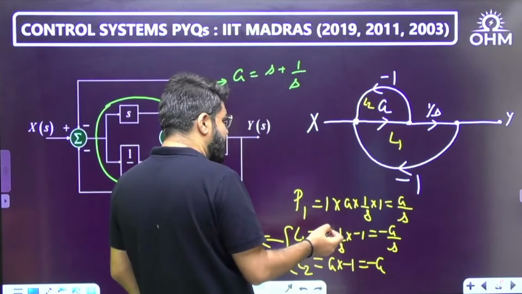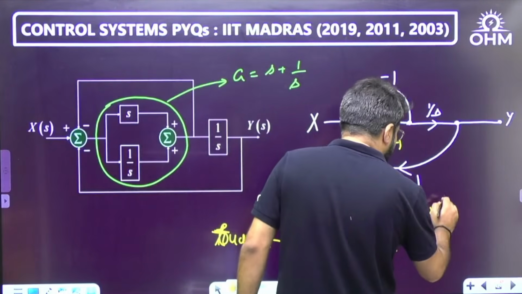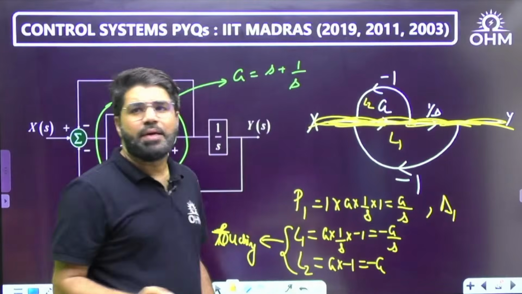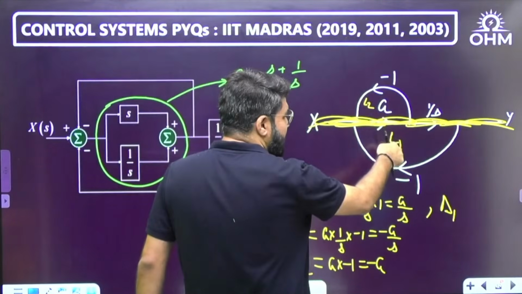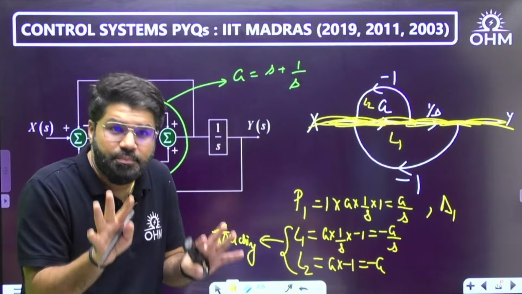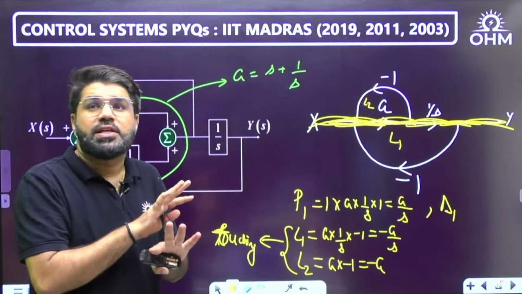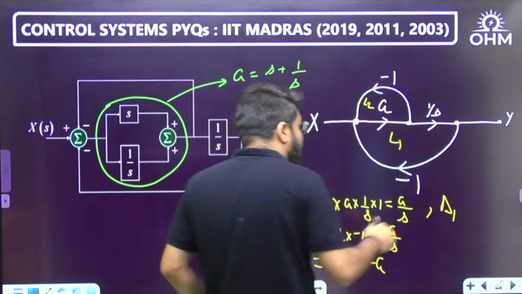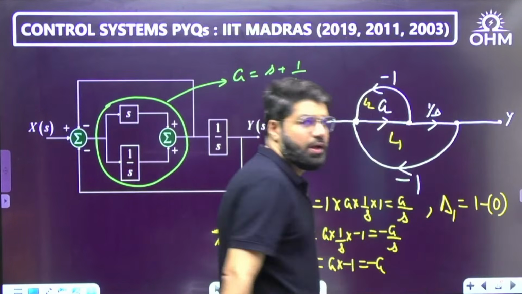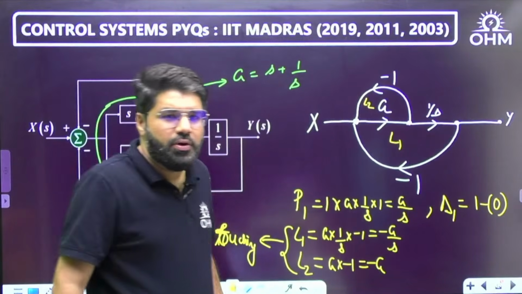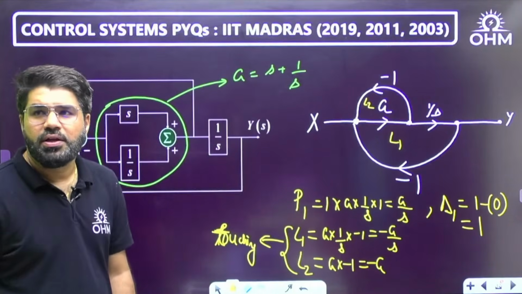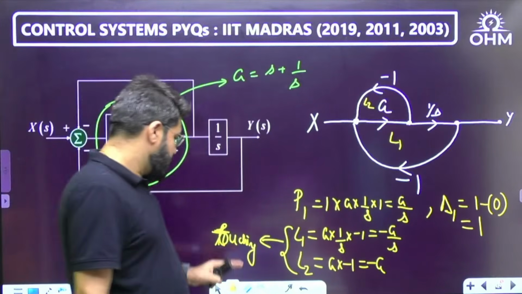As well as the path factor. If I wanted the path factor delta 1, see, if I erase this first forward path, what will happen? If I erase this branch, L1 and L2 both open, that means no more loop left. And for a graph which does not have any loop, what should be its graph determinant? What is the first term you write? 1 minus sum of loop gains. There are no loops, so the sum of loop gains is 0, so the answer will be 1. Only answer will be 1.